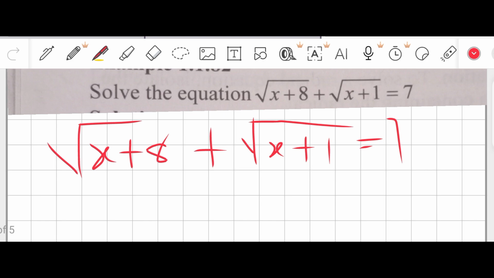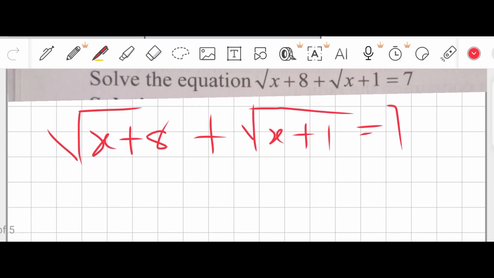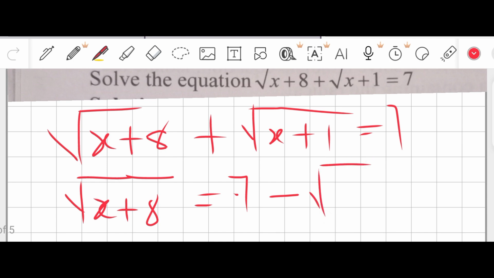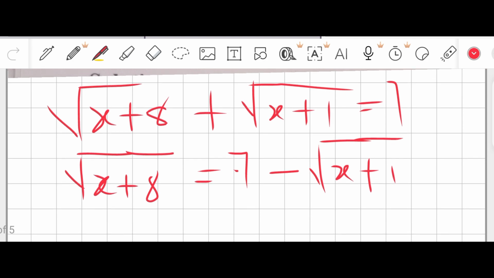Now remember, in our previous videos, we were told that when you're solving radical equations, you decide to send one of the radicals to one side of the equation so that the other one will be on the other side of the equation. So in this case, let's send the second one onto the left side of the equation. So it means that on the left side, we're going to have 7 minus root x plus 1.